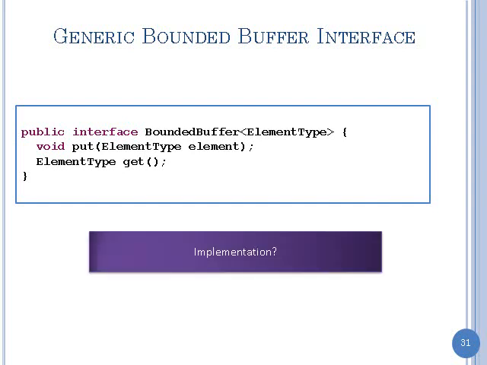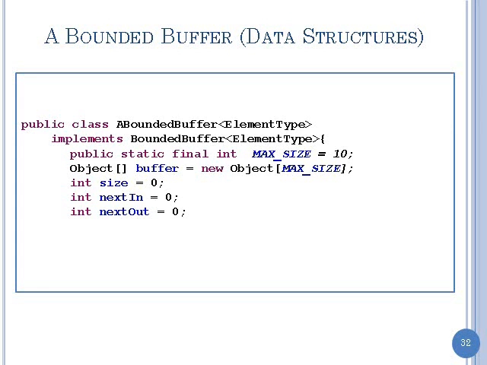So that's my interface. So let's look at the implementation now. This is probably what you've seen before, right? I've got a max size, an object buffer of certain size, and size equals 0. Now what are the next in and next out doing, you think? You guys have seen bounded buffers, do you remember? So circular bounded buffers, you guys have seen that concept? All bounded buffers are circular. So you're just going and advancing. Next in is advancing where you're putting items. Next out is advancing where you're consuming items. Size is keeping track of how many items there are.